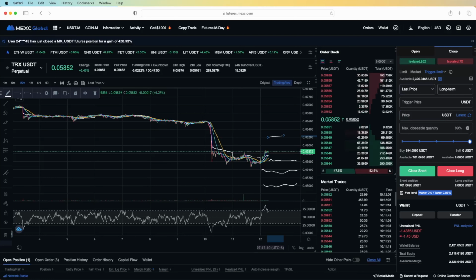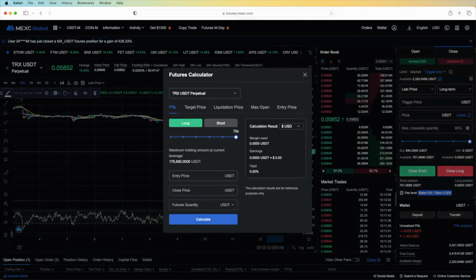And finally, highly recommended, before you open any position, you need to come in here and find out how much your loss and stop loss is gonna be. It's highly recommended to use the calculator before opening any position.